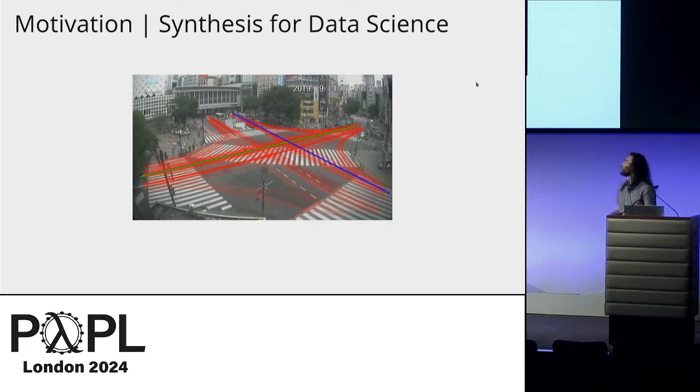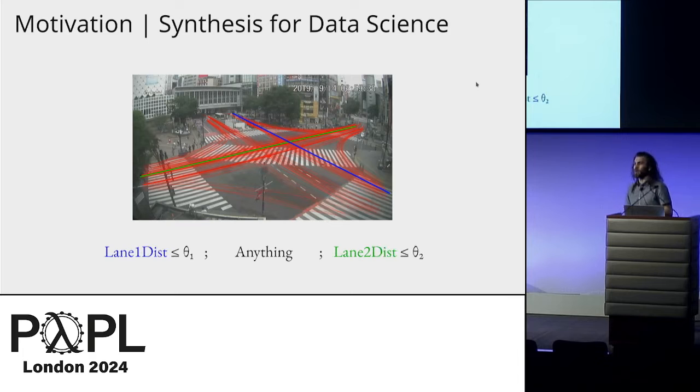Well, I might draw these two lines in blue and in green, and I might say, the cars I'm interested in are the ones that at first are in the blue lane, then anything happens while they're making the turn, and then they're in the green lane. But really, I've just drawn two lines, so I can't say that. I have to say something more like, the distance between a car and the blue line is less than some threshold theta 1, and then anything happens, and then the distance between the car and the green line is less than some threshold theta 2.